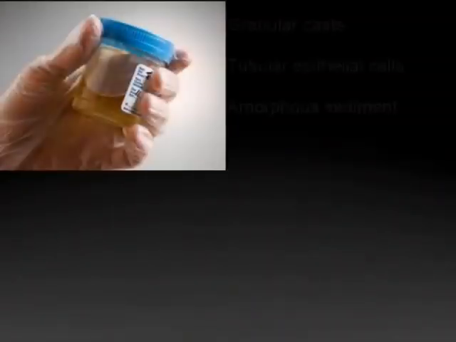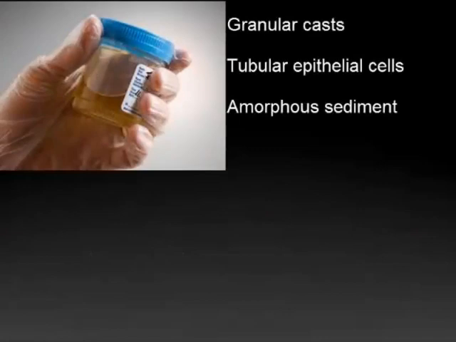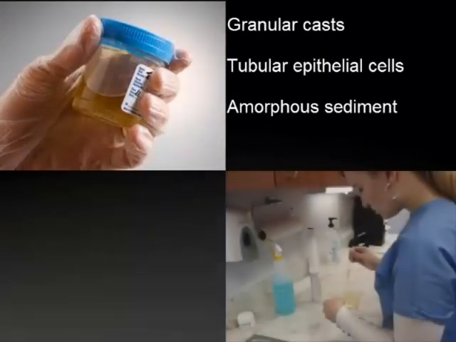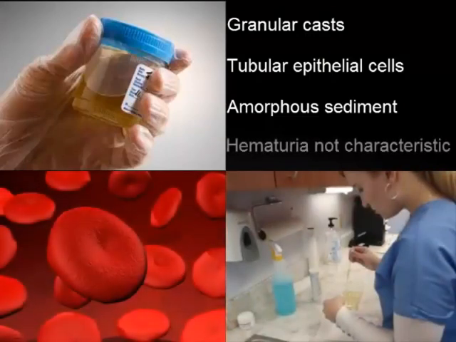Urinalysis typically reveals coarse granular casts, renal tubular epithelial cells, and amorphous sediment. Hematuria is not characteristic of CIN. Urinalysis may show urate or calcium oxalate crystals. To make the diagnosis of CIN, alternative causes must be eliminated. This is an important step because there are many causes that can trigger pathophysiological mechanisms that can lead to acute renal failure.